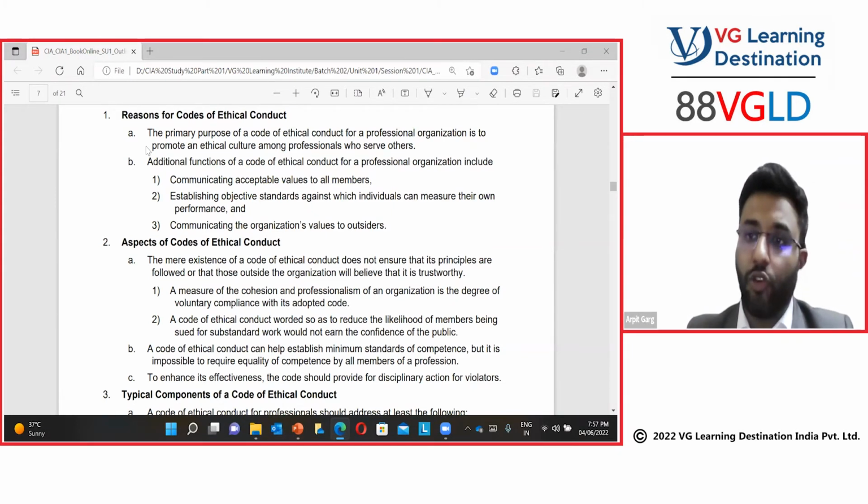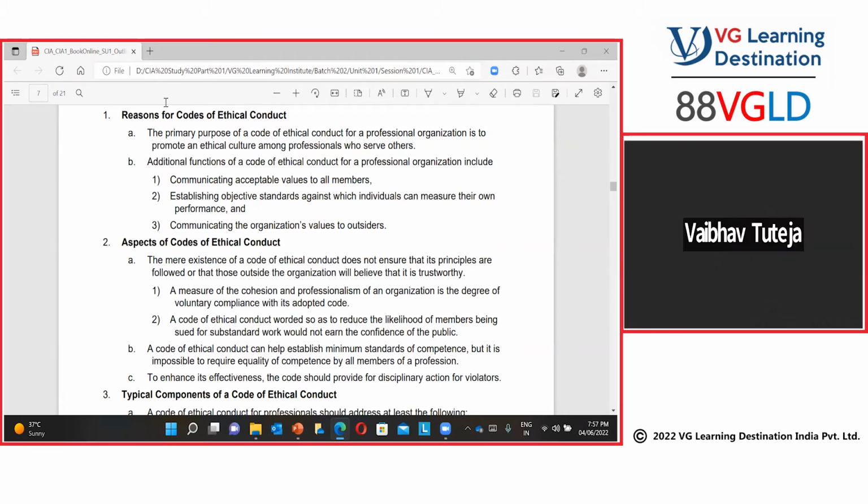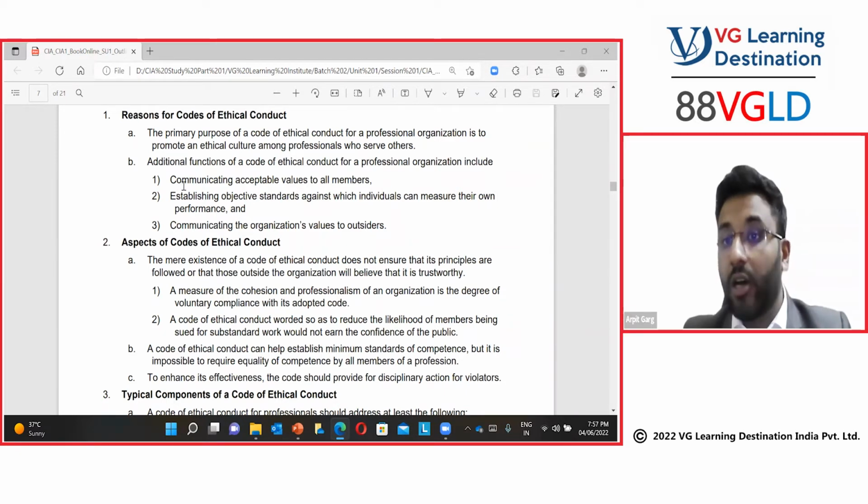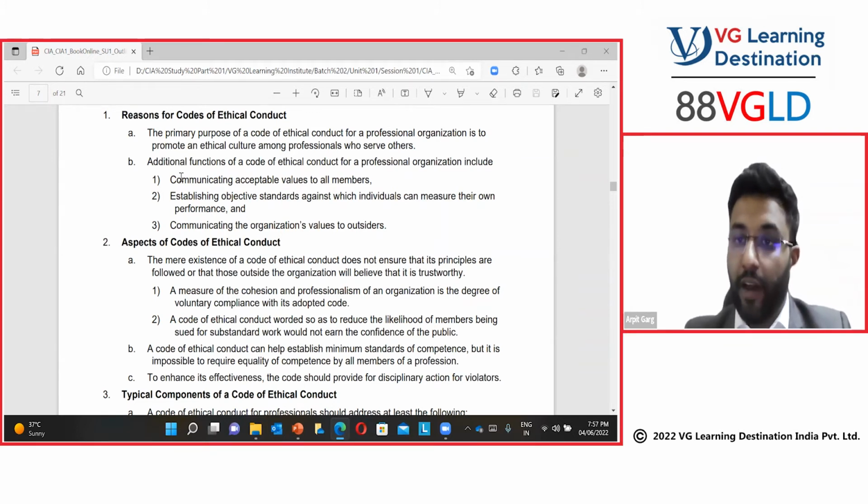Is that making sense to you all? Can I quickly hear yes from everyone? Yes, sir. All right. So please highlight and remember, and whenever you are reading or revising, focus that way. Talk to yourself and read the content in this way: okay, the primary purpose is to promote an ethical culture. That's how you have to read it, even when you're revising.